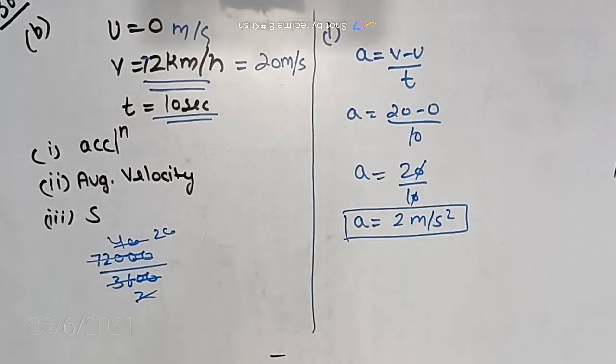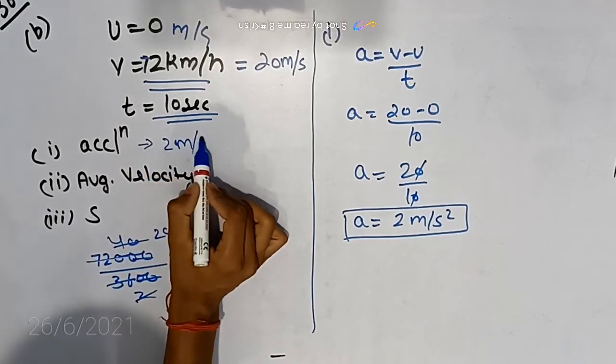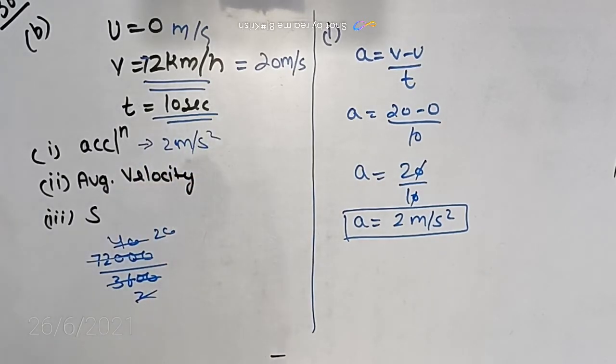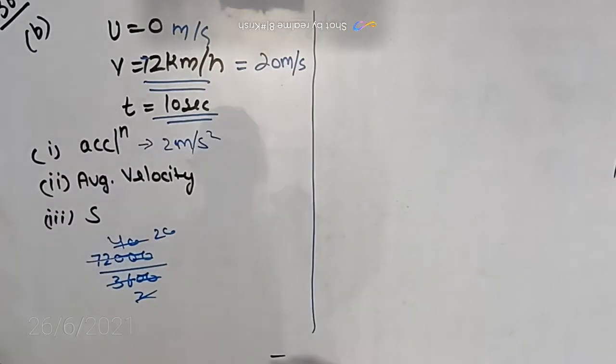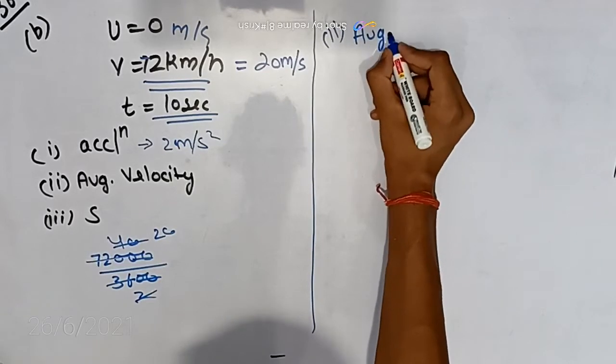Now let's go to the second part. The first part answer is 2 meter per second square. So now let's move to the second part. The second part is telling us to take out the average velocity.